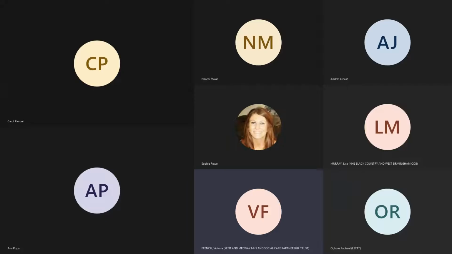Down in Kent in our mental health trust. So the session that we're going to talk about today is covering an introduction to NHS costing and PLICS.